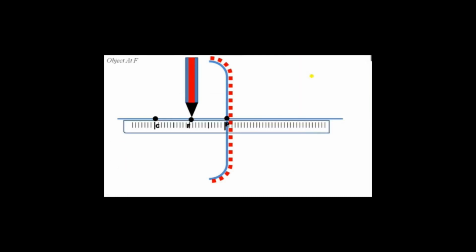Next position is focus. Now I'll place the object at focus. Same two rules, parallel going through focus, and this time the nearest point is pole.